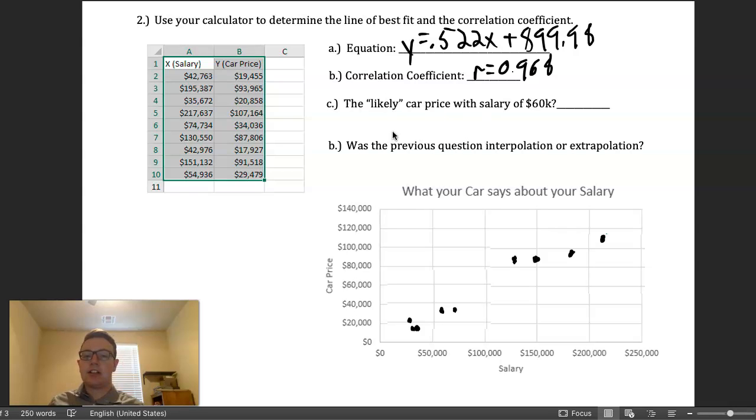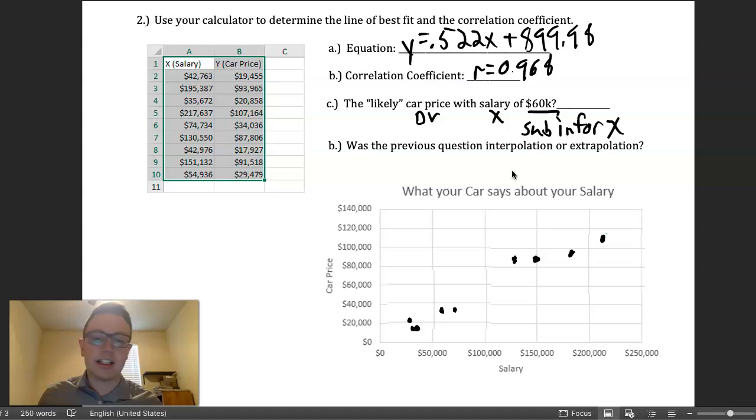Now this next question asks us, what's the likely car price for a salary with 60K? Well, how are we going to figure that out? Car price was our y value, it was our dependent variable, and salary was our x value, or our independent variable, meaning that all we need to do is we can just sub this value in for x, throw it into our calculator, and find out what we get. So let's go ahead and do that. I have a calculator right here.